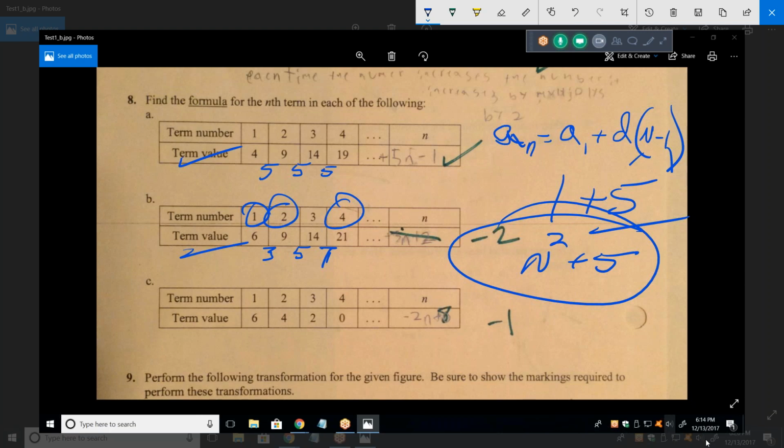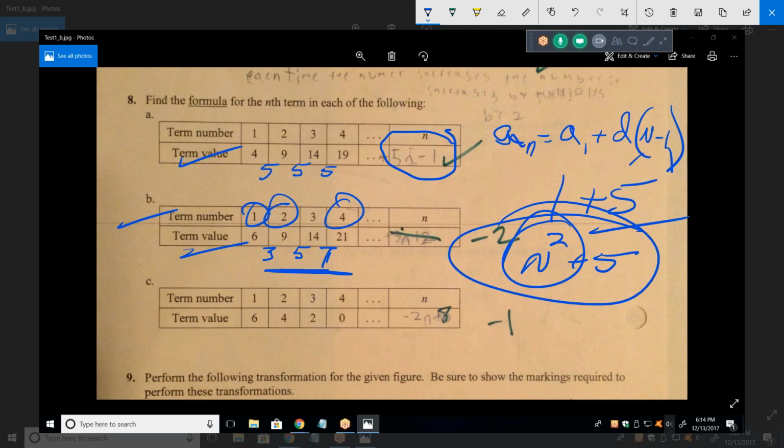When you have a linear sequence, you expect the n to not be squared. In other words, you expect it to look like y equals mx plus b. When I have a quadratic sequence, where the differences between each number are an arithmetic sequence, then you know that you're going to need an n squared, because it's a quadratic, it's not linear.